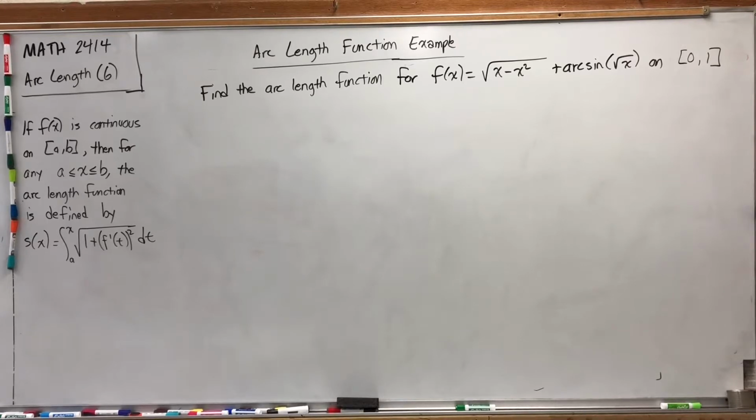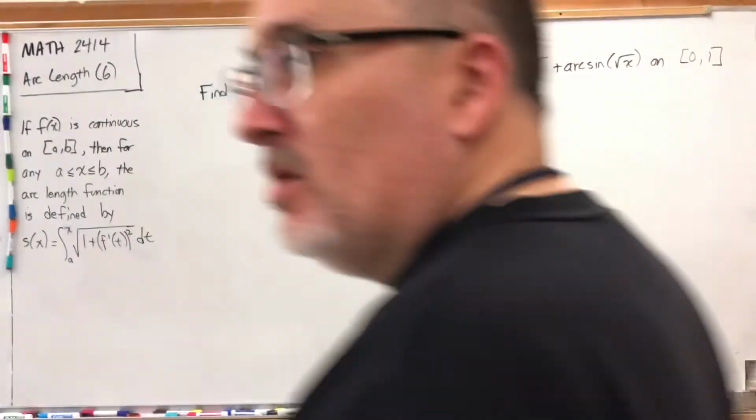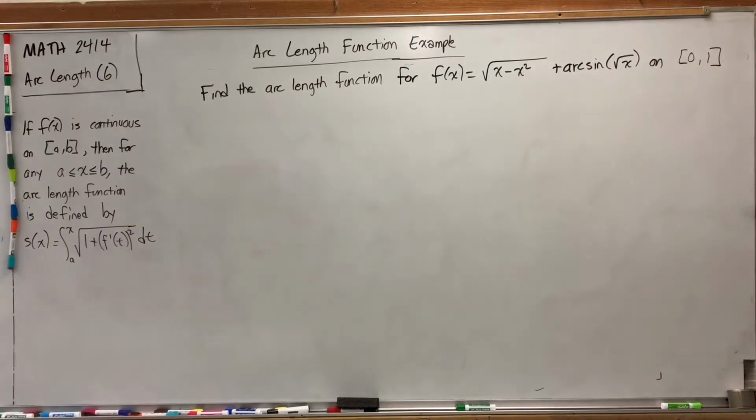Math 2414, arc length video 6, arc length function example. Find the arc length function for f of x equals the square root of x minus x squared plus arc sine of the square root of x on the interval 0 to 1.